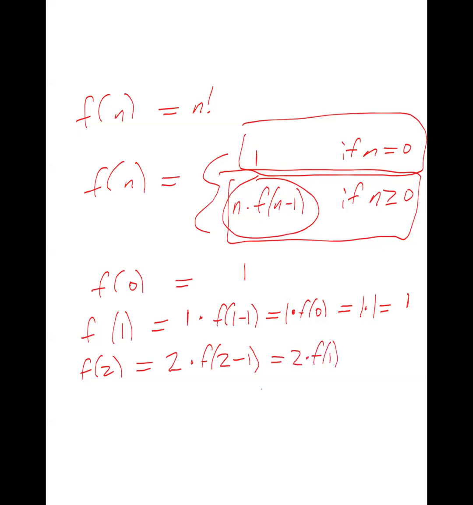And f of 1 is equal to 1 times f of 1 minus, no, sorry. I did it backwards, my fault. F of 1 is equal to what? F of 1 is equal to 1 times f of 1 minus 1. So that's 2 times 1 times f of 0, which is equal to 2 times 1 times 1, which is 2.